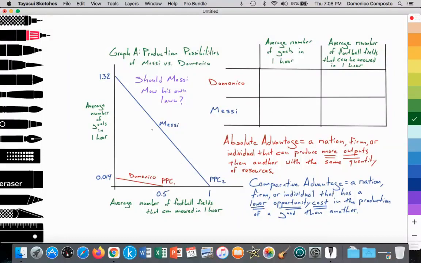And so we're going to illustrate that concept through the use of a production possibilities curve, assuming constant opportunity costs. An example that I like to use in class is this question that we see here. Should Lionel Messi, the famous footballer from Argentina, mow his own lawn? Let's say he has a large house, and let's say that in his backyard, he has a football field. Should he cut the grass of his own backyard?